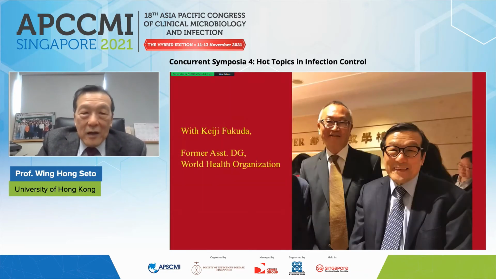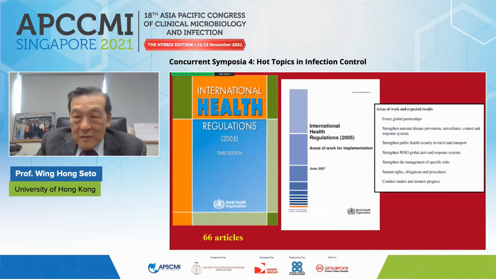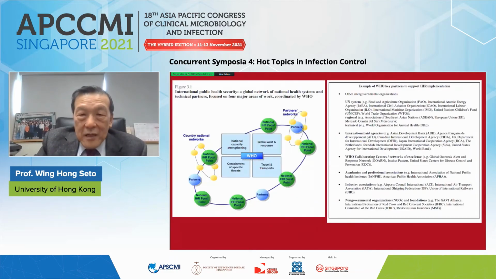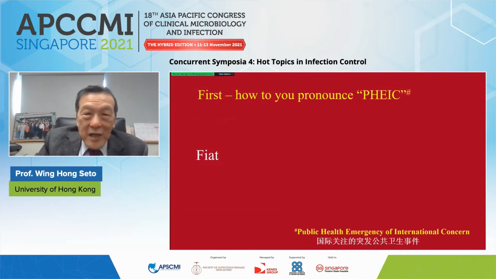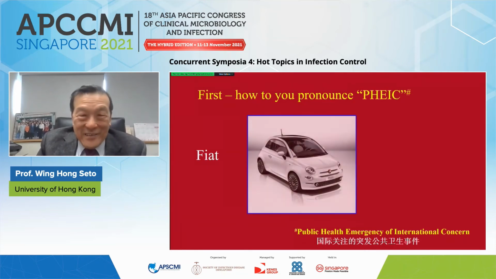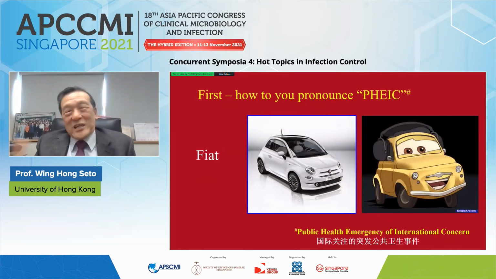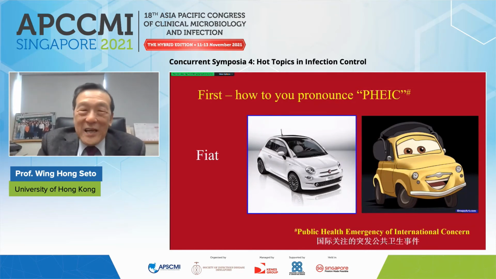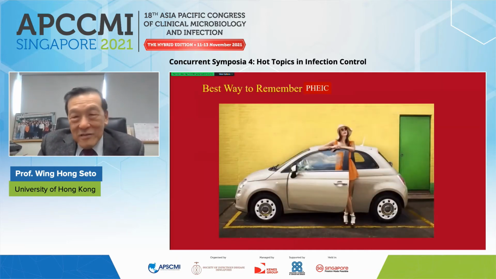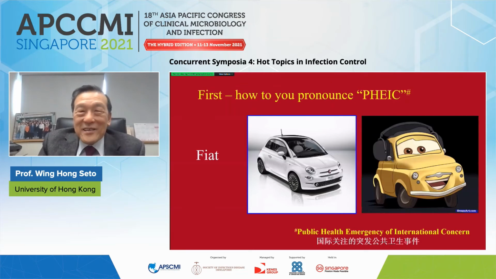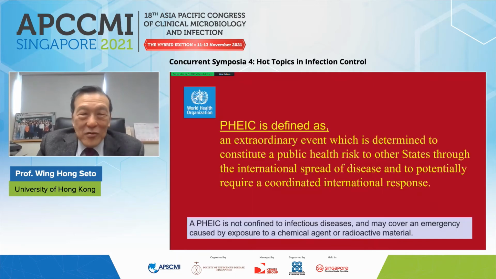Now, Keiji Fukuda, who used to be the former Assistant DG, tells me it's pronounced "Fiat." Of course, this is just a legal thing. So let's know that. Previously, Fiat was a car to me. But in case you go to WHO Geneva and want people to know what you're talking about, just know they pronounce it Fiat, PHEIC. Previously, to me, Fiat is a car, nice models, but now it is the Public Health Emergency of International Concern. Anyway, again, just a light note. Don't take me too seriously.